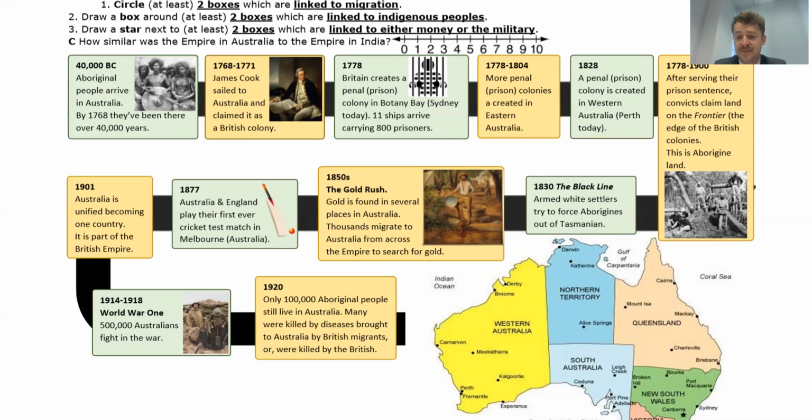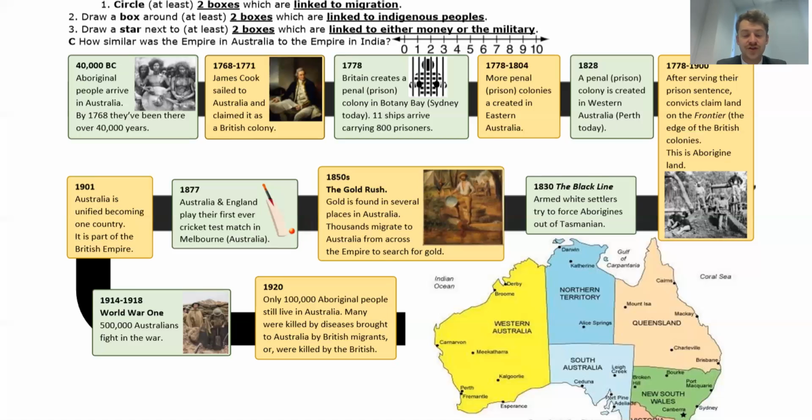And I'm going to put a star by the black line, okay, which is to do with forcing the Australians away from Tasmania. Okay. So take any time you need to have another reread of that and make sure you're happy with the story of Australia. So if you pause the video now.